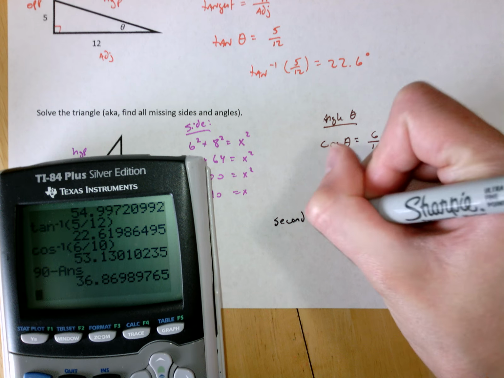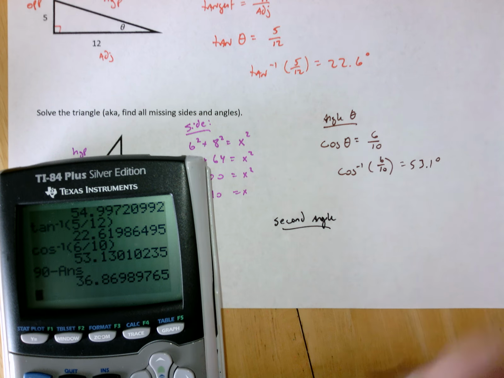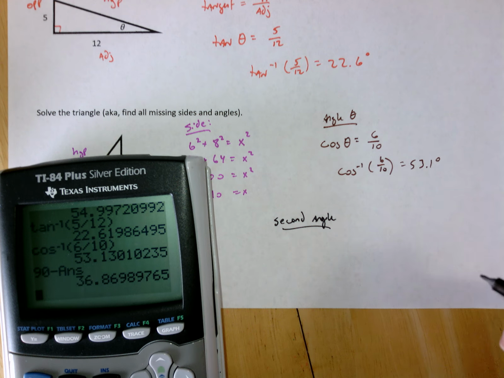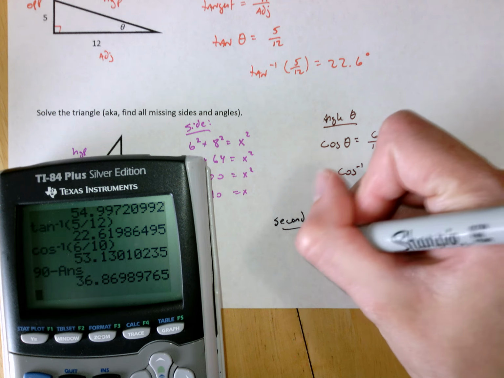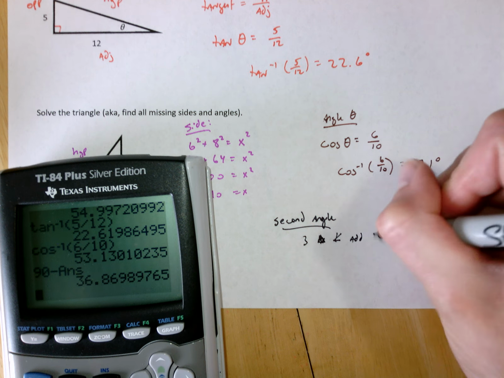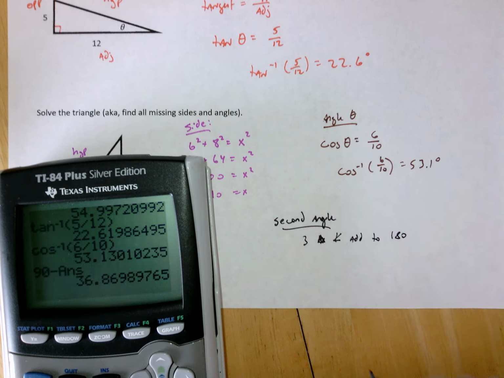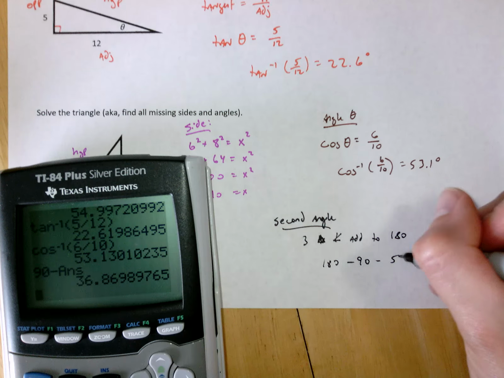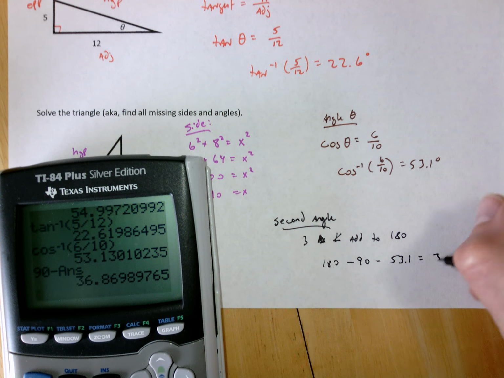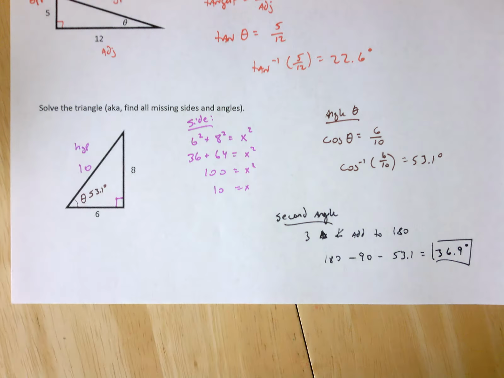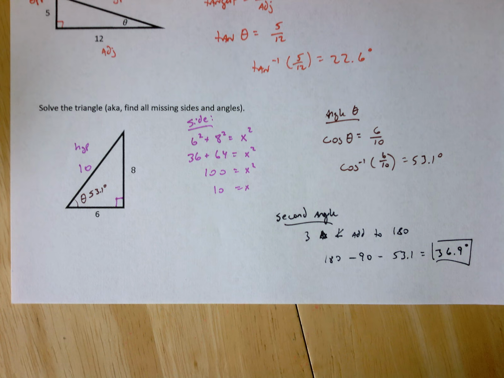So for my last angle, the easiest thing to do, I'm going to just call it the second angle, right? I know that the two angles are complementary, right? So the three angles add to 180. So I did 180 minus 90 minus 53.1. So it's 36.9 degrees. And there we go. We've solved our triangle. Okay, so again, solving a triangle means find all the missing sides and angles.